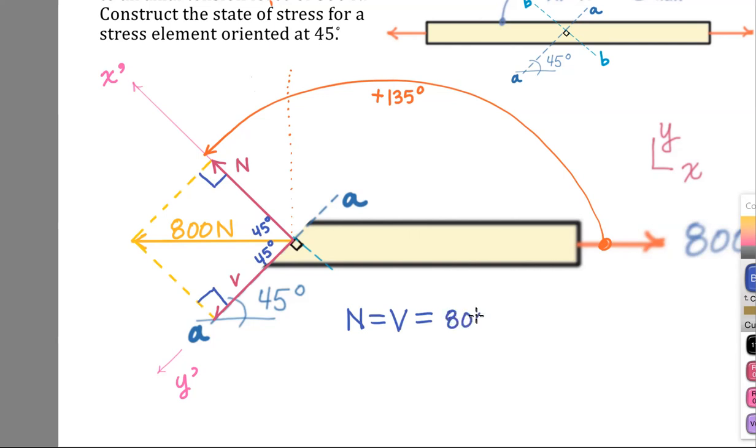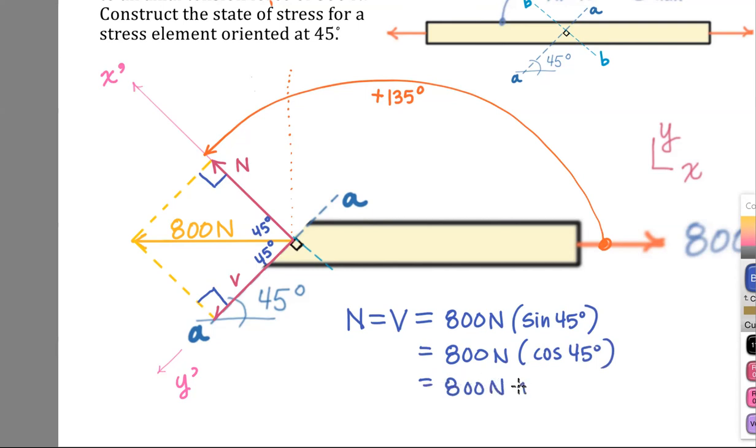800 newtons, I don't want to forget my force, times sine 45 degrees, which is the exact same thing as 800 newtons times cosine 45 degrees. This is one to commit to memory if you haven't done so already: square root of 2 over 2. And once you multiply that out, those are going to be equal to 565.7 newtons, and that's to 4 sig figs.